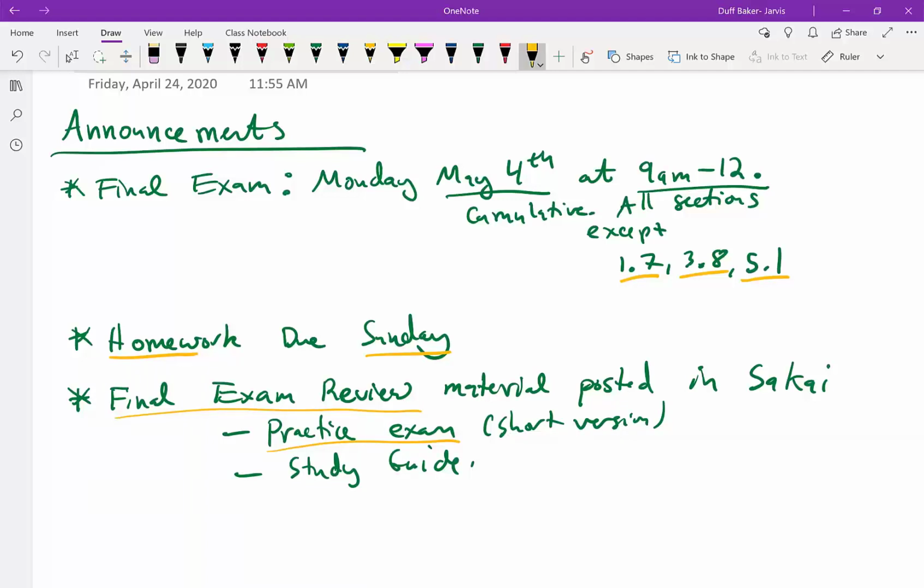And then there's a study guide that they usually sell every semester. They usually sell a study guide for this class, but this semester they're giving it away for free. So I went ahead and posted that in Sakai. So those are good things to get started if you're thinking about preparing for the final exam.